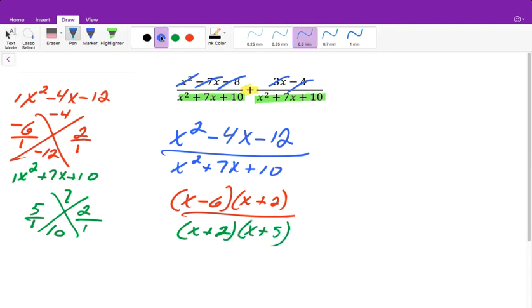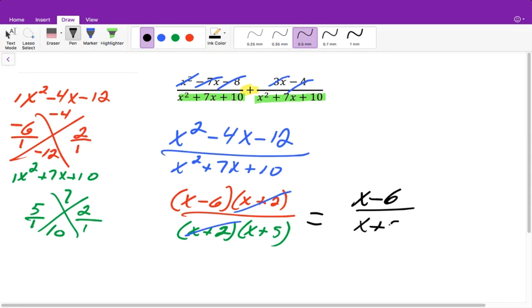And now we can go ahead and cancel out any like factors. So x plus 2 gets canceled. And our final answer is just x minus 6 over x plus 5. And our restrictions, x can't be negative 5 and it can't be positive or negative 2.